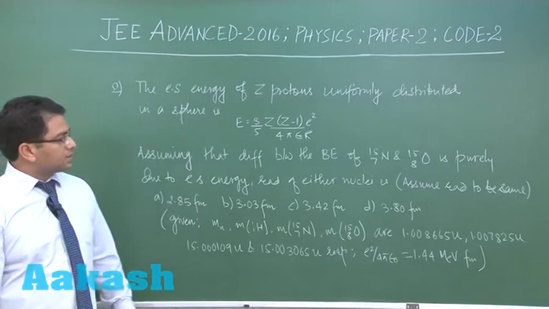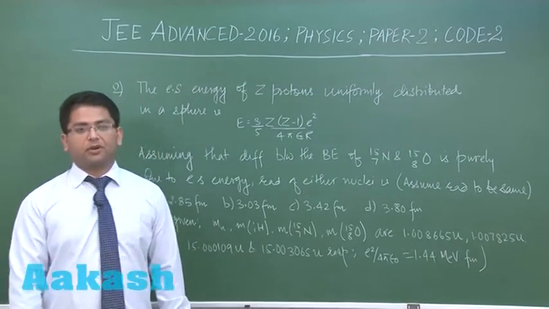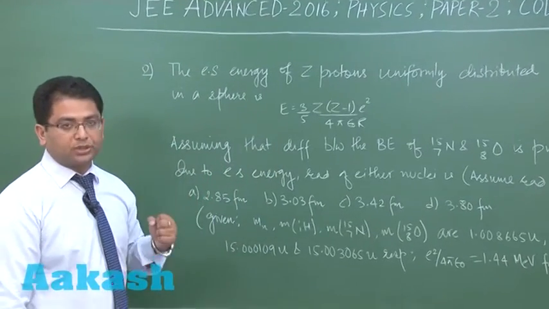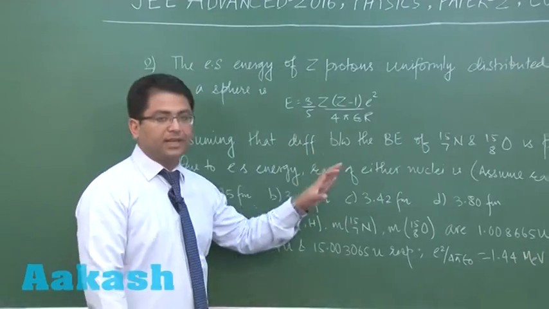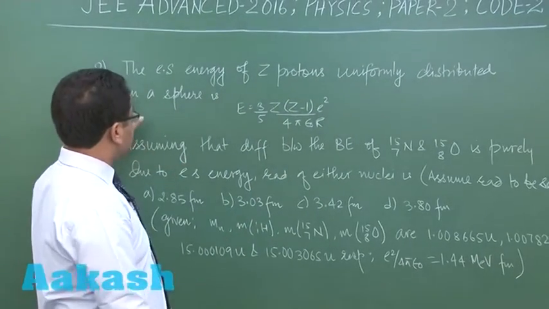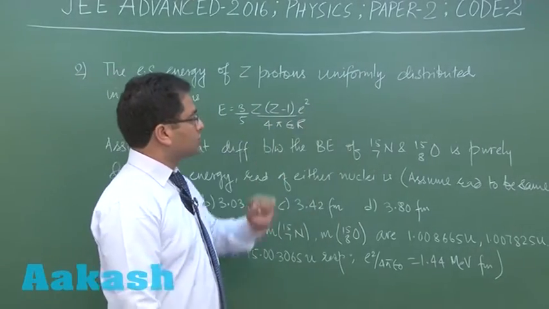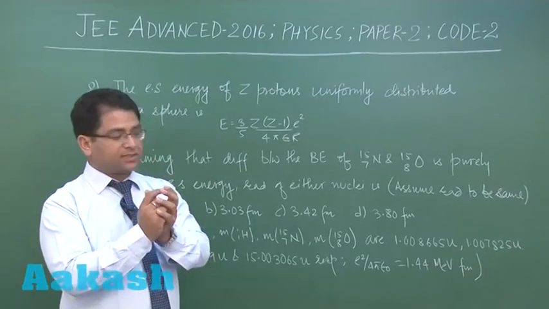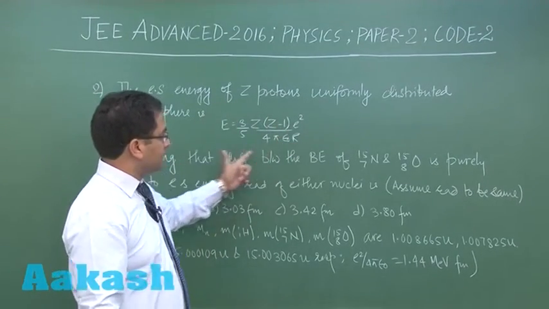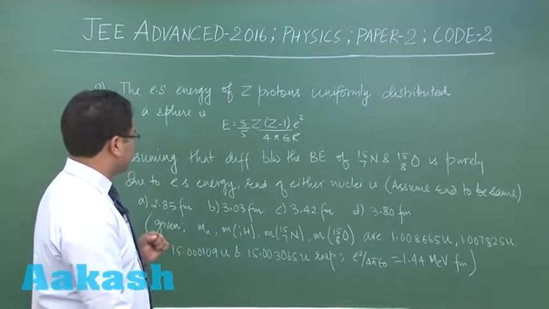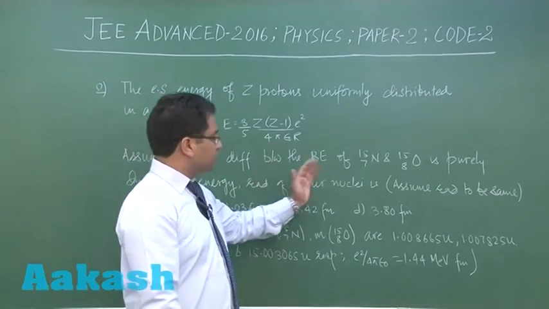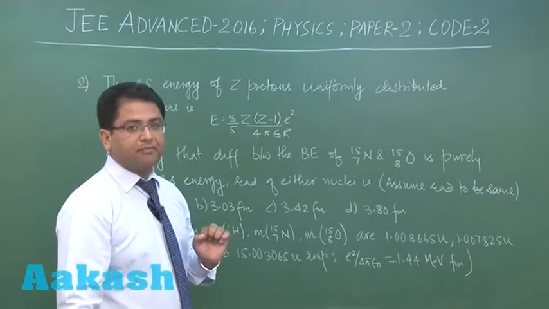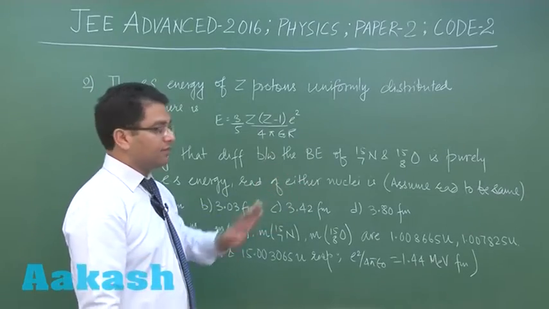Question number 2 is another beautiful question which is made from nucleus, and the question has been very thoughtfully placed. Many ideas have been imported. Generally, you don't find this sort of numerical in your practice book. It says the electrostatic energy of Z protons uniformly distributed in a sphere. If all the Z protons are smeared in a sphere, then in that situation you get this much of the energy. Assuming that the difference between the binding energy of nitrogen and oxygen is purely due to electrostatic energy, we need to calculate the radius of either nuclei.